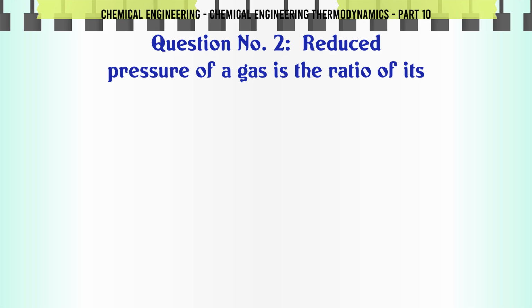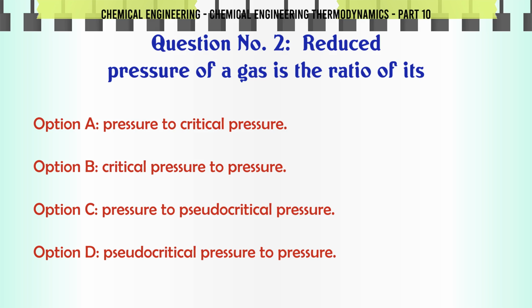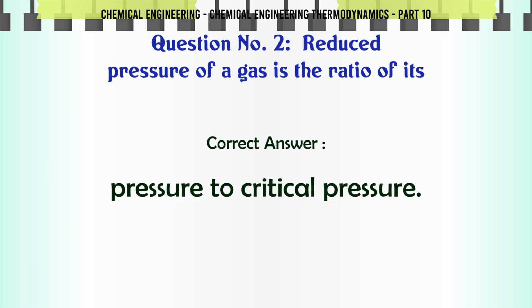Reduced pressure of a gas is the ratio of its: A. Pressure to critical pressure. B. Critical pressure to pressure. C. Pressure to pseudo-critical pressure. D. Pseudo-critical pressure to pressure. The correct answer is pressure to critical pressure.